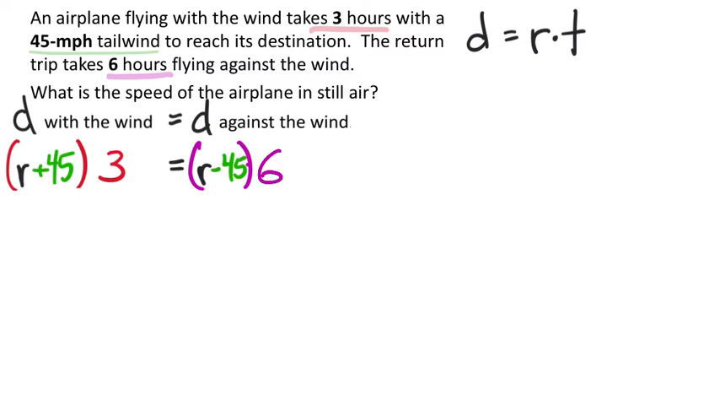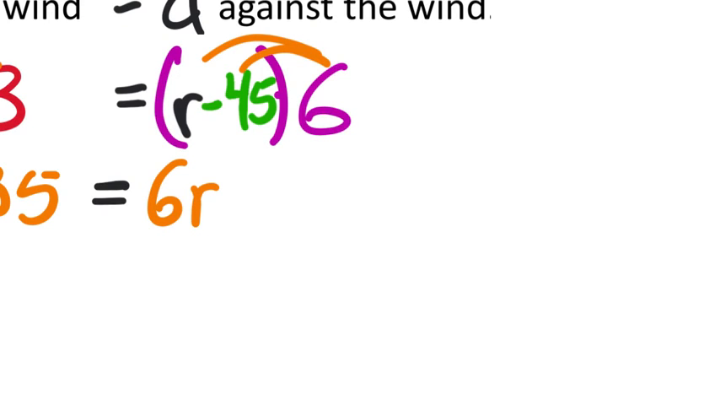This is the equation set up. It's only got one variable, and it's the variable we're trying to solve for. That's the speed of the airplane. So I'll distribute the 3. That's 3R plus 135. Thank you. And then that would equal distributing the 6. 6R. Then 6 times negative 45, that'd be negative 270.